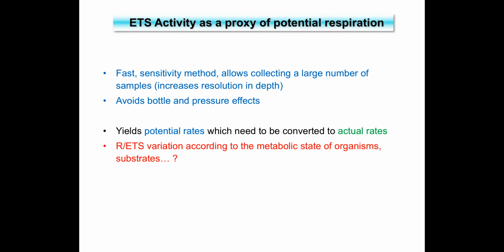But the weak point of any enzymatic method is that you need to convert your potential rates to your actual rates. And this ratio for the conversion is not a single ratio. It's not so straightforward. It varies, and it varies according to several issues like the metabolic state of the organism, the substrate that is available to the organism, not only the quantity but also the quality of the substrate, and perhaps also other environmental parameters like oxygen and temperature. We know very little about this. And these are critical if we want to parameterize the relationship between respiration and environmental parameters to implement, for instance, biogeochemical models.